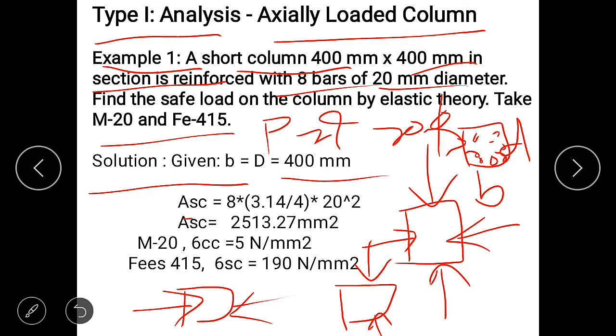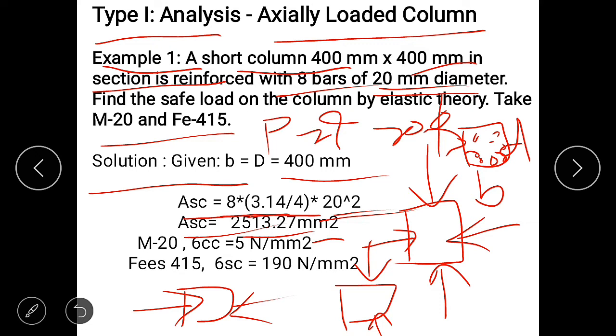Area of steel. How do we calculate the area of steel? Here 8 bars of 20 mm diameter are given. So the formula is number of bars into pi by 4 into d square. So 8 into pi by 4 into d square, where the diameter of the bar is 20. So the area of steel is 2513.27 mm square.